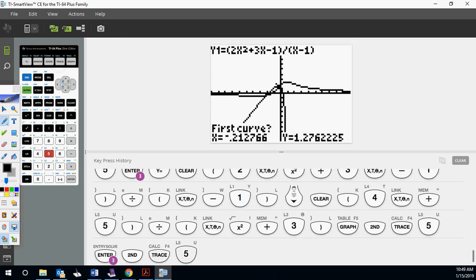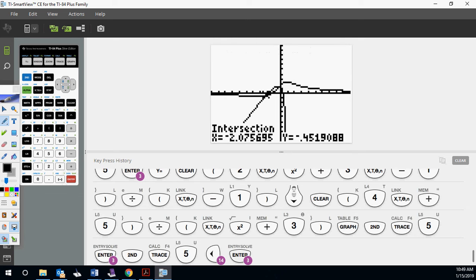Okay, do it again, and I want to make sure I get closer to where I want to go. So I'm going to move it down here. I'm going to hit enter, enter, enter, and I get the second one, negative 2.1. So negative 0.3, negative 2.1.